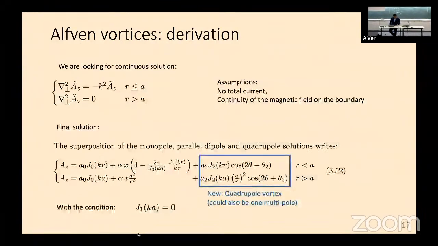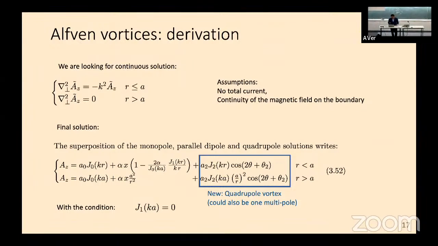So we are looking for a continuous solution inside the cylinder and outside of the cylinder. The first equation here is about the inside, and the second one is about the outside. And we require that the magnetic field is continuous at the boundary, from the inside to the outside, and that there is no total current. I mean, the integral over the plane of the vortex of the current density is equal to zero. So no total current density.